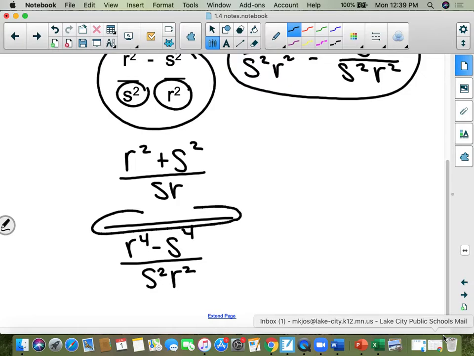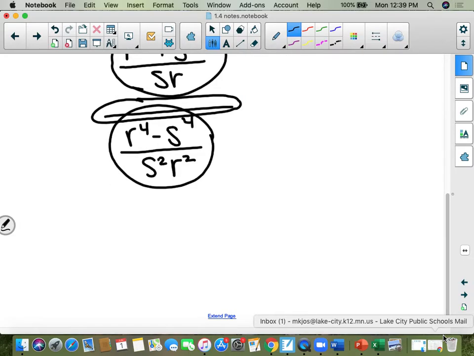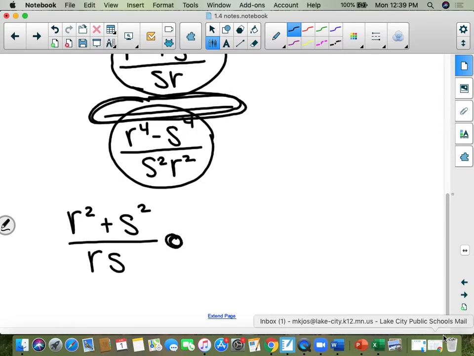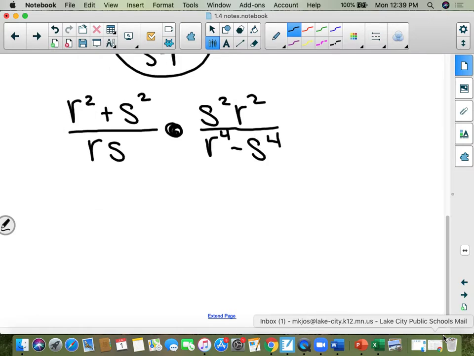You see this big division bar, and you're going to wig out because you think you have a big fraction divided by another fraction, and you can rewrite it. You can write it as r squared plus s squared divided by rs. Change the division sign to a multiplication sign and flip this to s squared r squared divided by r to the 4th minus s to the 4th. Rewrite: r squared plus s squared divided by rs times s squared r squared.